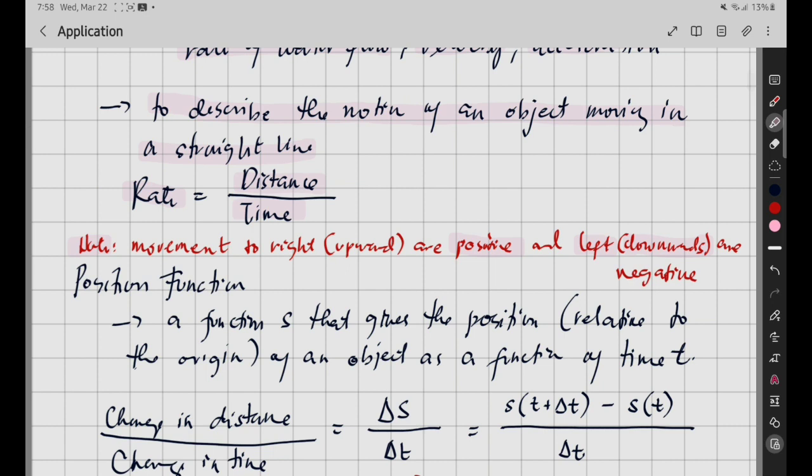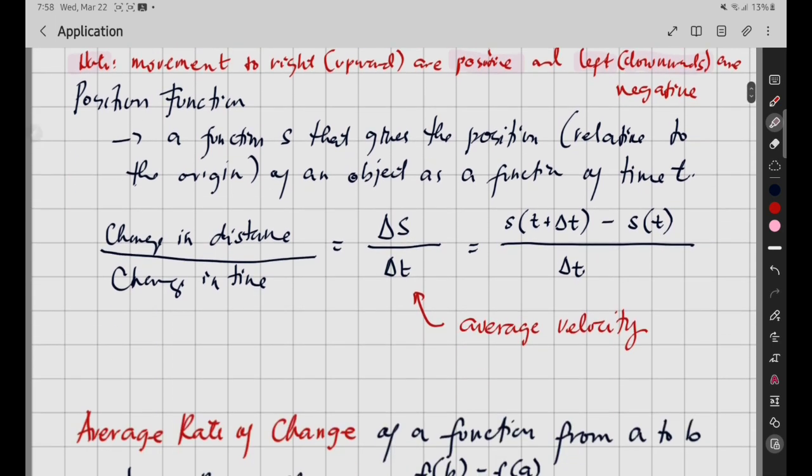So, to describe this movement, we have what we call the position function. So position function is a function S that gives the position relative to the origin of an object as a function of time, denoted by t. Okay, so when we have the change in distance over change of time, that's delta s over delta t. So this is our average velocity.